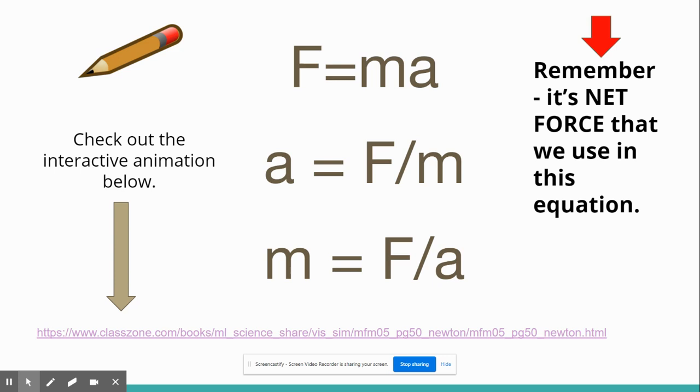But if we are looking at a problem where we are given the force on an object and we know the mass of the object, then we can solve and figure out the acceleration. Or if we're given the force on an object and the acceleration of the object, we can solve and figure out the mass. So the way we read the three equations: force equals mass times acceleration. Acceleration is equal to force divided by mass. And mass is equal to force divided by acceleration.